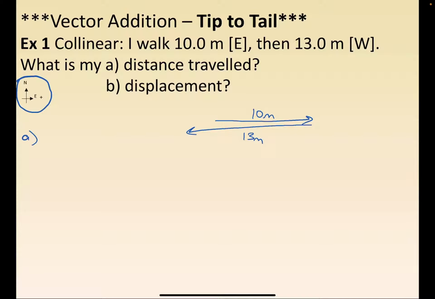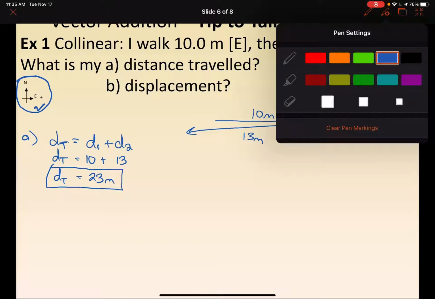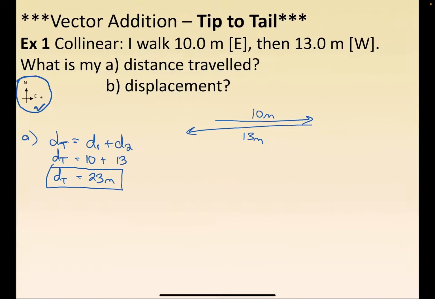For distance, I don't really need these directions. Distance total, sometimes people say DT, D total, is D1 plus D2 plus D3 plus D4, however many of them you've got. D total in this case is 10 meters plus 13 meters. We could do this in our head, but it's nice to see it written out so that for easy ones, it makes sense, but as we get into harder ones, sometimes it's less obvious. So here's a method we could use to figure out the distance that I went.